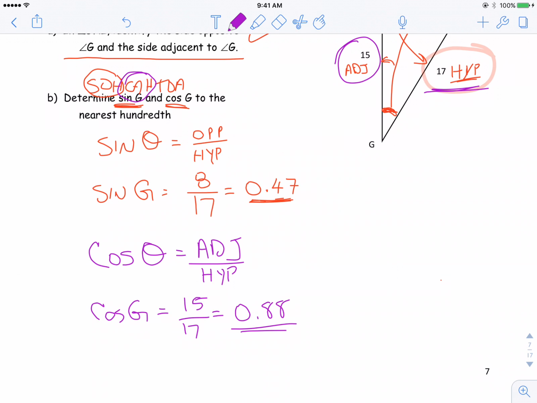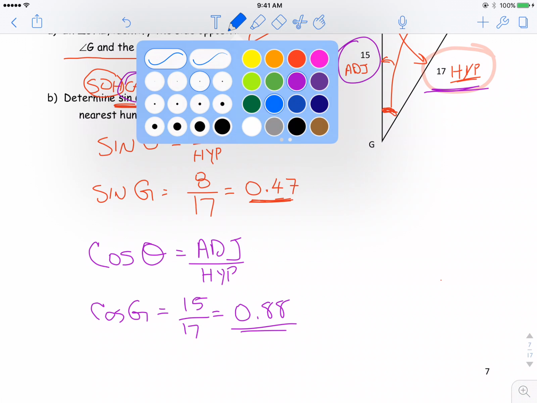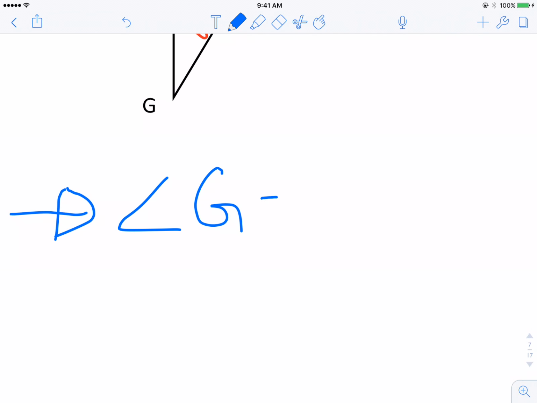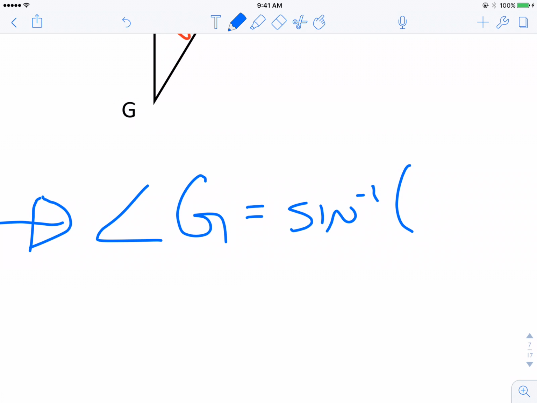Okay, so there's example 1. Remember, example 1 is just looking for the ratio. The next step, if you remember what we did before, is to find the angle. If I want to find the angle for angle G, I've got sine of G, and sine of an angle is equal to this ratio. So if I'm looking for the angle, I have to do the inverse function, sine to the minus 1, of whatever that decimal number was. In this case, it came from 8 divided by 17.